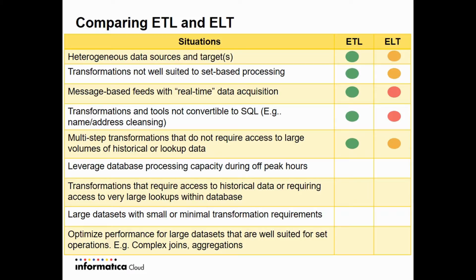Now, under the following situations, ELT processes run successfully, however, the ETL processes have restrictions or do not get executed at all. Leverage database processing capacity during off-peak hours. Transformations that require access to historical data or require access to very large lookups within the database. Large datasets with small or minimal transformation requirements. Optimized performance for large datasets which are well suited for set operations, for example, complex joins, aggregations, etc.